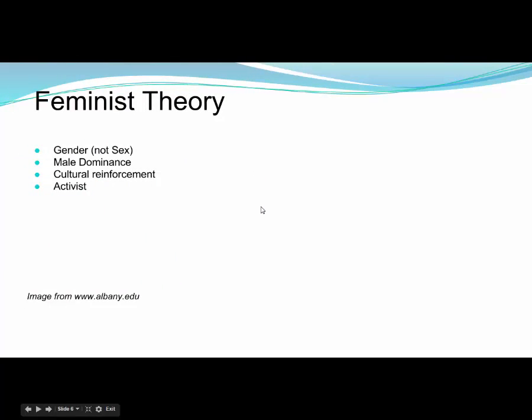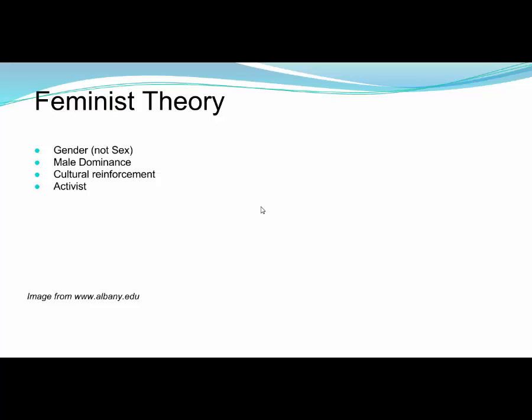The feminist theory. This is probably the best-known kind of theory out there in the common world, as opposed to the academic world. I do want to make a couple of points about it. First of all, when we talk about feminism, we're talking about a gender-based theory, not a sex-based theory. And we'll get into gender and sex actually next week and the differences.